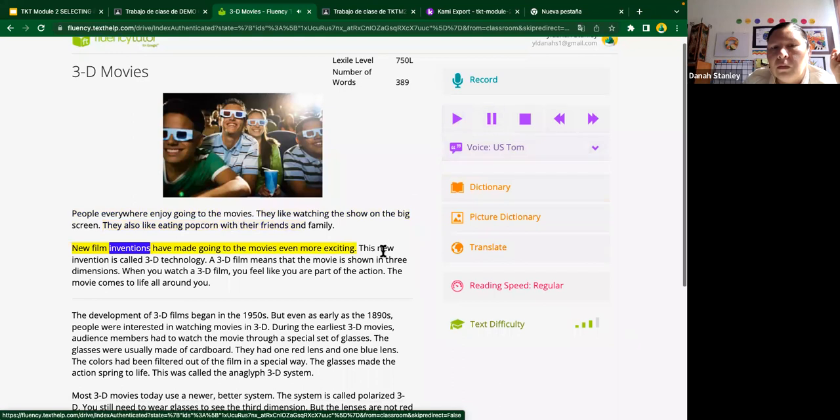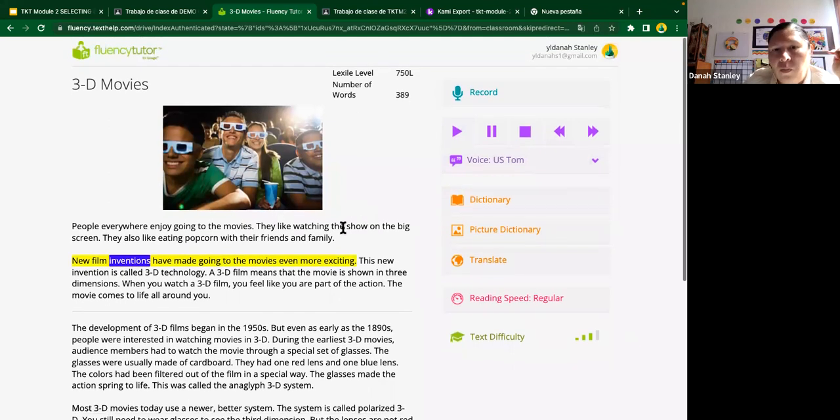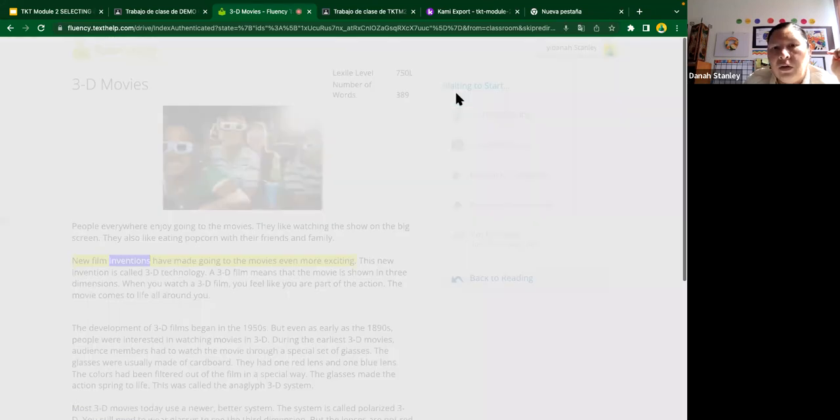New film invention. So they first read in silence, listen to the recording, and then individually at home, what they can do is record. So they record their voice.